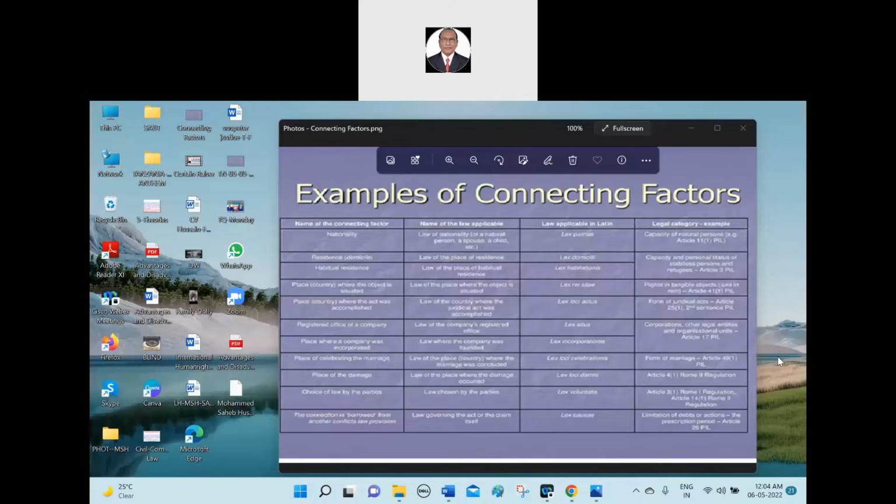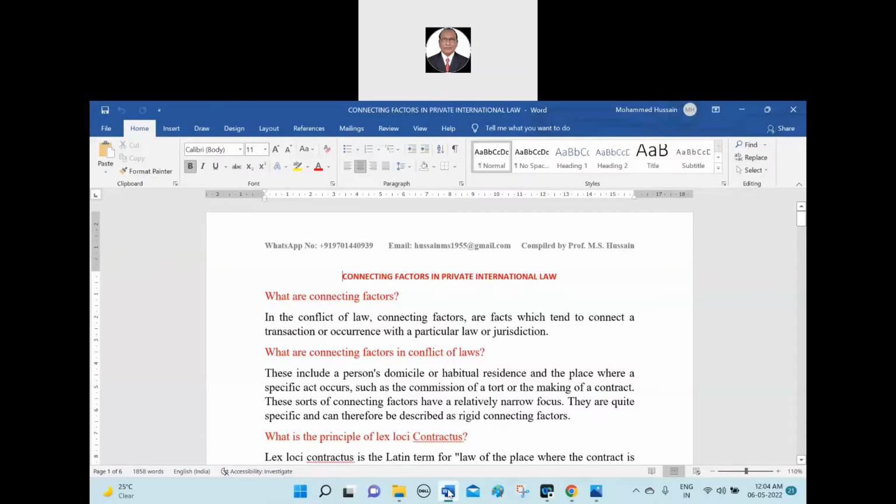Our study is connecting factors. Why are connecting factors essential? Why should a connecting factor be used? They decide the type of law to be used. It is given on the screen. The connecting factors in conflict of laws, or private international law, are facts which tend to connect a transaction or occurrence with a particular law or jurisdiction. They connect which law could be used and what jurisdiction it can be applied in. Is it clear?